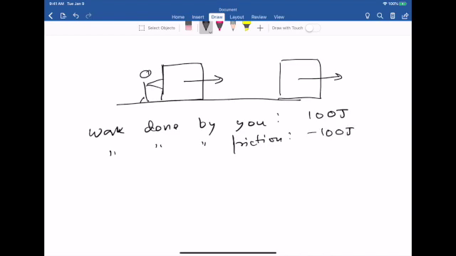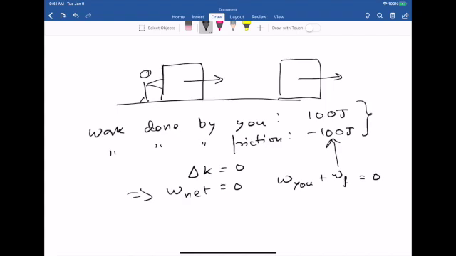Why? Because we know that the box started at rest and also stopped. So it had zero velocity to begin with and zero velocity at the end of you pushing. So the change in kinetic energy is zero. And so according to the work kinetic energy theorem, W net equals zero. And that means that net work, meaning the work done by you plus the work done by friction, has to be equal to zero. And so that tells you that the work done by friction has to be negative 100 joules. Now, let us try to physically understand what these things mean.